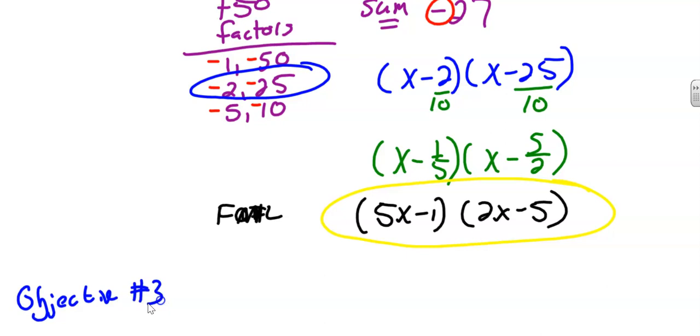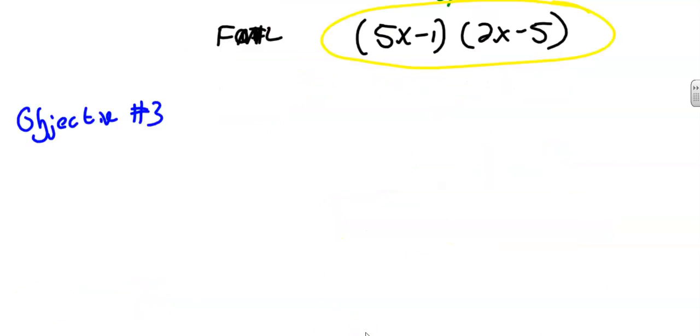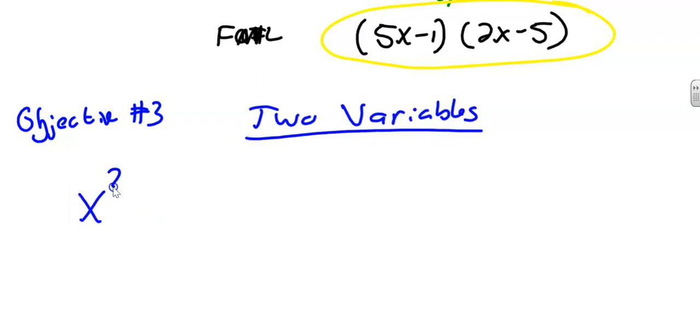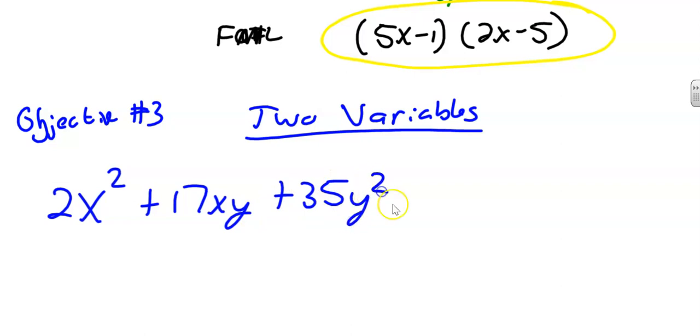Okay, and then the third objective that we got in 6.3, objective 3, is instead of just having one variable, you're going to have two variables. So let's go with 2x squared plus 17xy plus 35y squared.